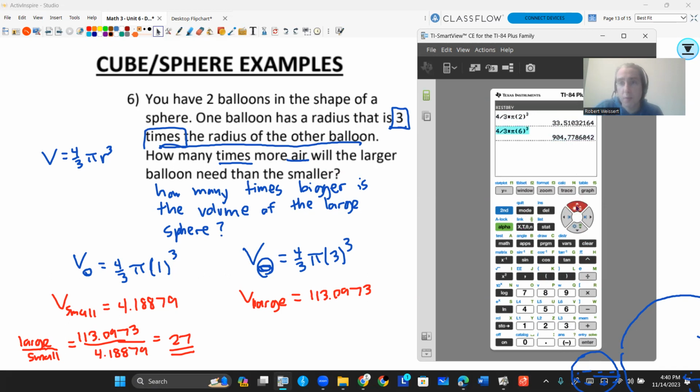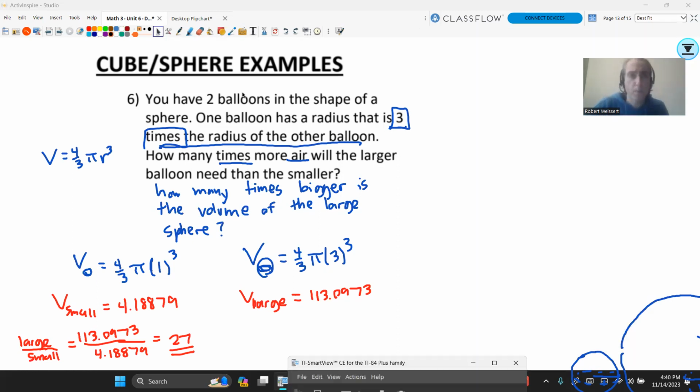If I take those two numbers, divide them out, you're still going to be at 27. So no matter what you start with as your dimension, it's going to be 27 times as big. Let's talk about why that works in the formula, okay?